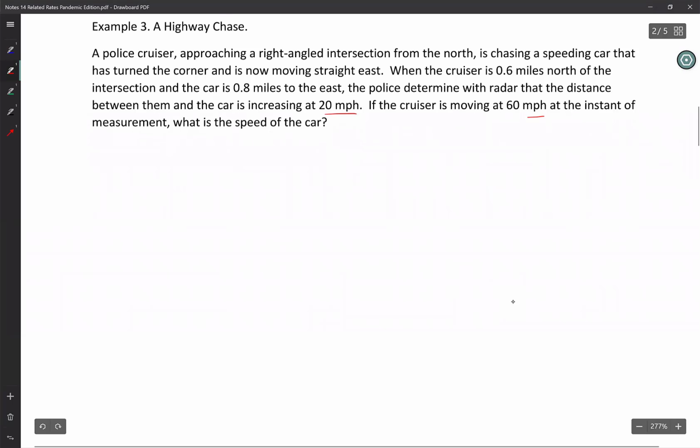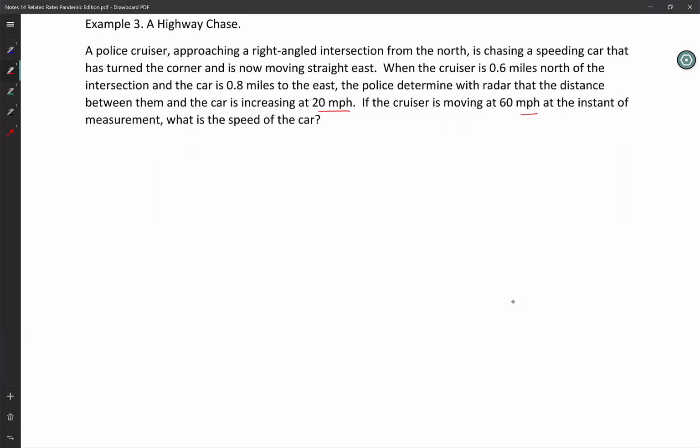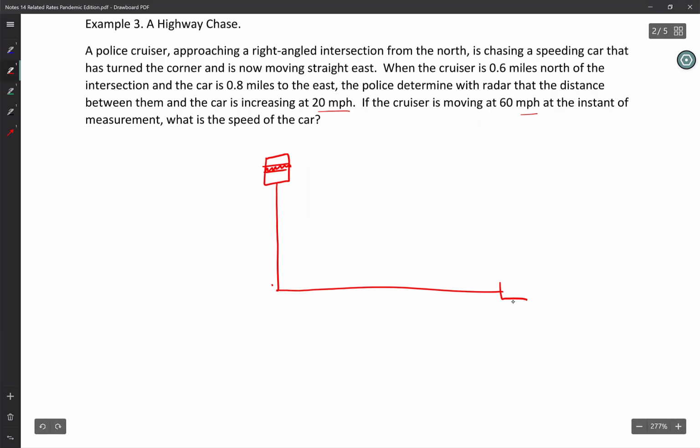We need a picture. So let's see. Approaching a right angle intersection from the north. Okay, so here is my cop car. Here are the lights. And it's going south, so this cop car is going this way. And when the cruiser is 0.6 and the car is 0.8 miles to the east. Okay, here's the bad guy. And he's 0.8 miles to the east. And here's a right angle, because of the right angled intersection.